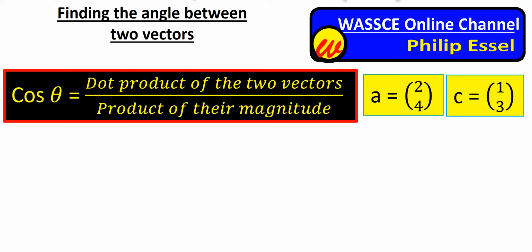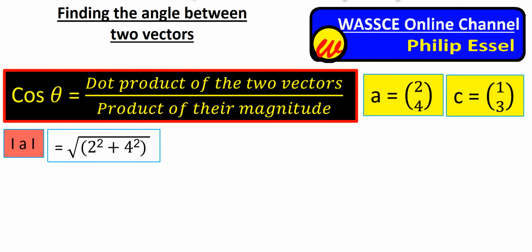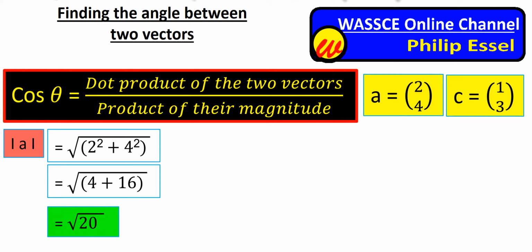The magnitude of the vector a will be given by the square root of (2 squared plus 4 squared). This would give us the square root of (the 2 squared will become 4, plus the 4 squared would become 16). And when you solve this, you would get the square root of 20.